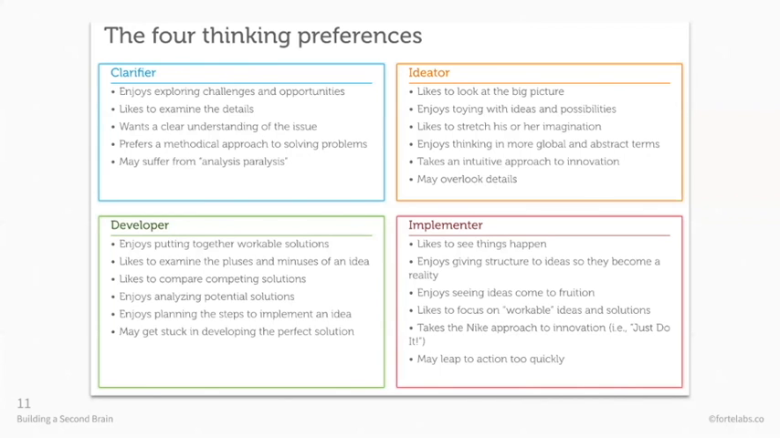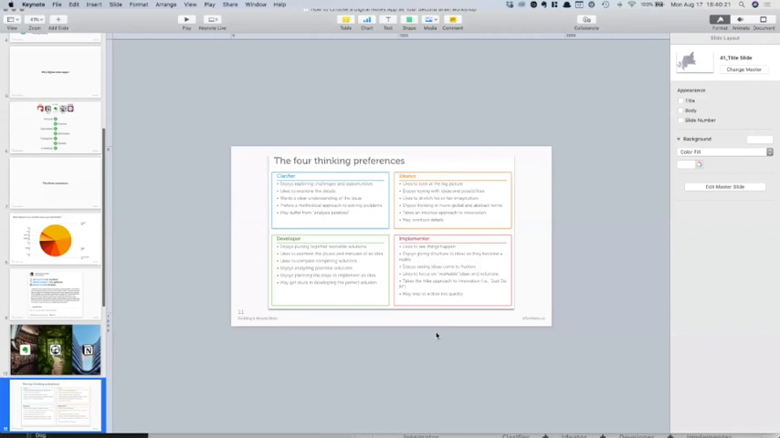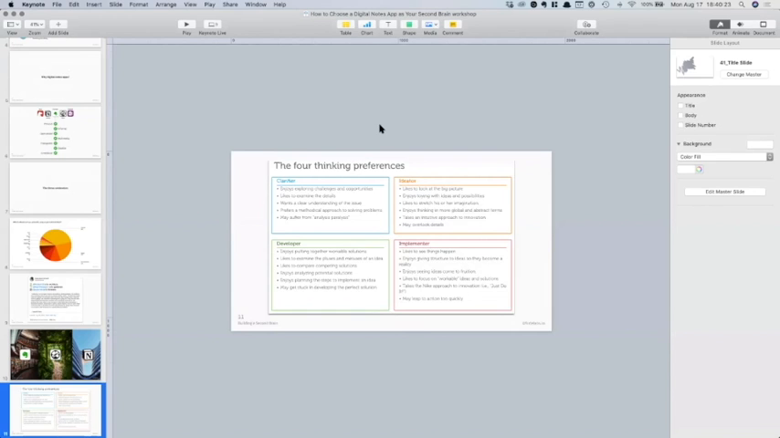Okay, Will, could you end it and then share the results? Here, let me just do it here. Okay, you should all be able to see that. Looks like ideator was first, 38%, developer was second, 32%, clarifier 20%, implementer 11%. Cool. Let me stop that.